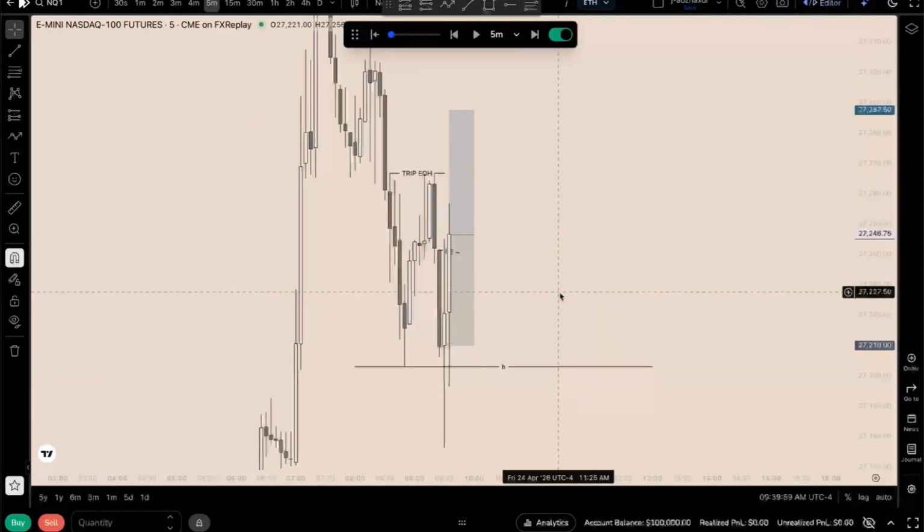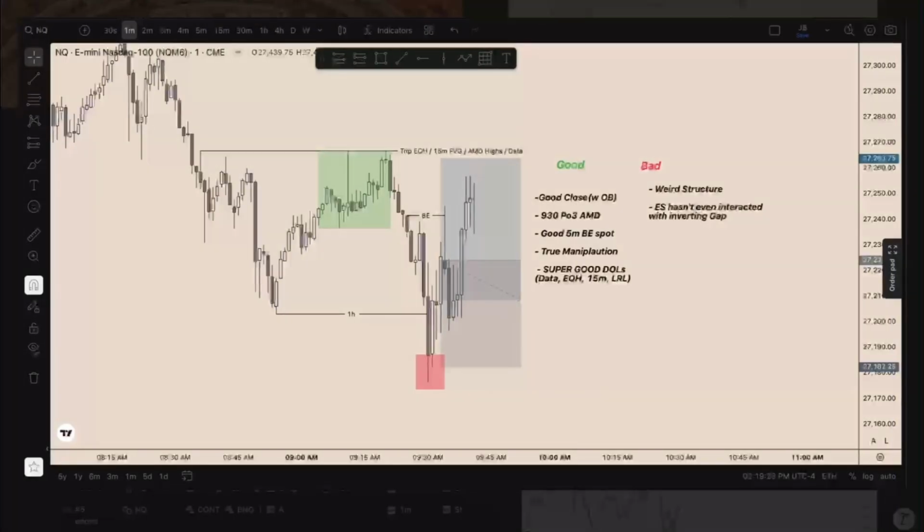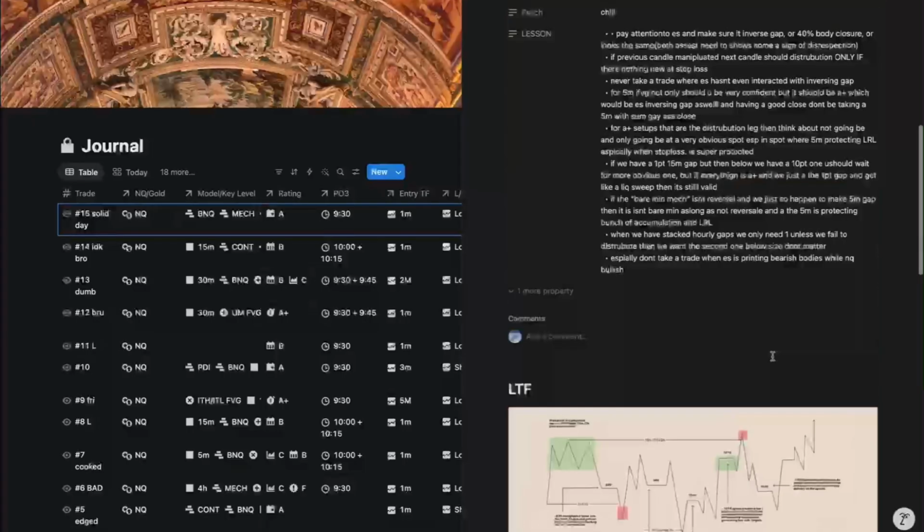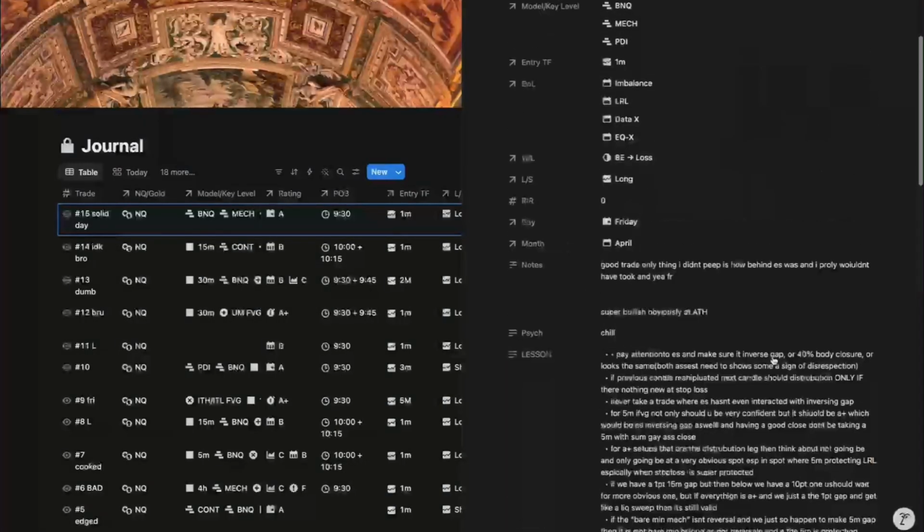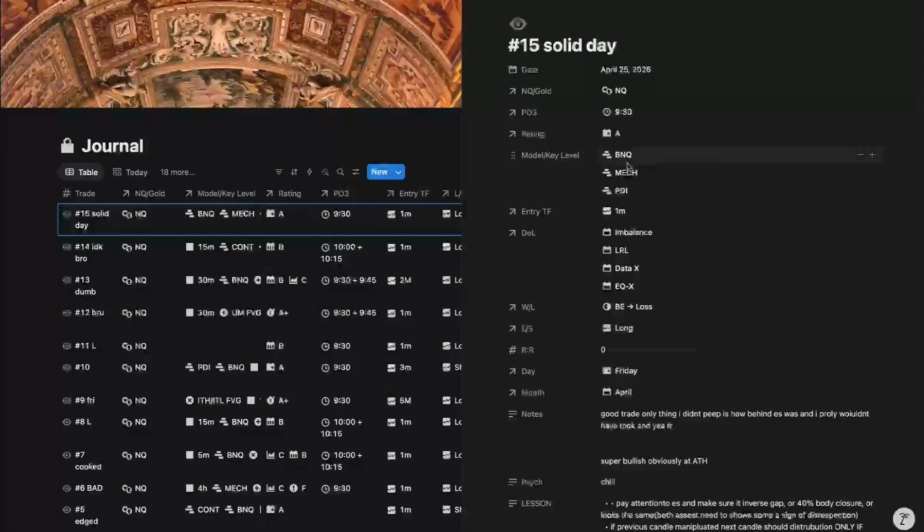Didn't think it was the biggest factor, but definitely will put it for next time. Don't take a trade unless ES has a good body closure through the gap, or especially when it doesn't even interact with it. But yeah, that was a really good trade, except for the part that ES had, but I still rated it an A setup. This was kind of MMXM, PDI, BNQ, all these setups, and went from a break even to a loss, so I'm really happy about that.